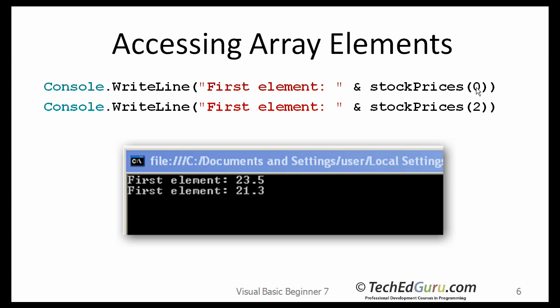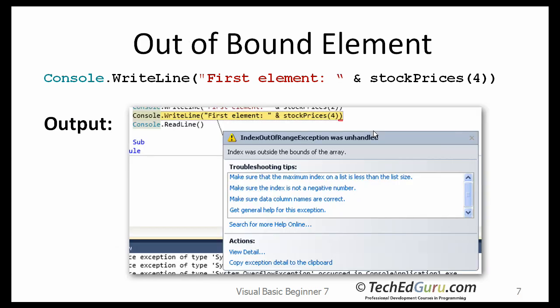If you ever use an index outside of that range, 0 to size minus 1, your program will crash. In Visual Basic terminology, it will throw an exception. Here is an example of that happening. I'm trying to access the 5th element by providing an index of 4. So when you run that application, this is what you would get. It says index out of range exception was unhandled. So your application basically crashed.